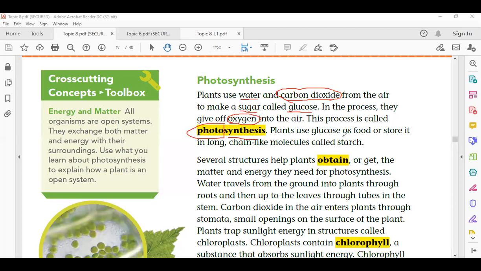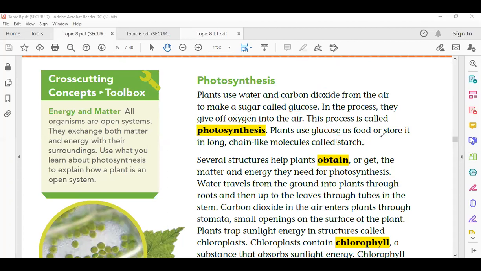Okay, plants use glucose as food. They use the glucose or the sugar that they make as food, or store it in their tissues, in their roots, in their body, as they store glucose in a long chain or more complex form called starch. Okay, so starch is made up of a long chain of glucose.